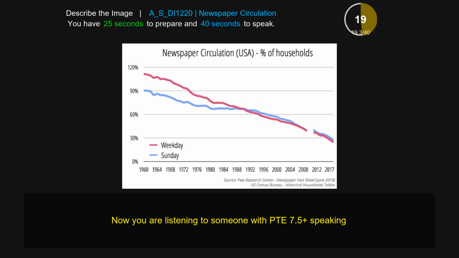In between the graph, there are two different colors which show different days, like the blue color shows Sunday and red color shows weekday. The red color in 1960s had 120% as compared to 2017, and Sunday, which is blue color, is 90% in 1960, and as compared to 2017 is very high.